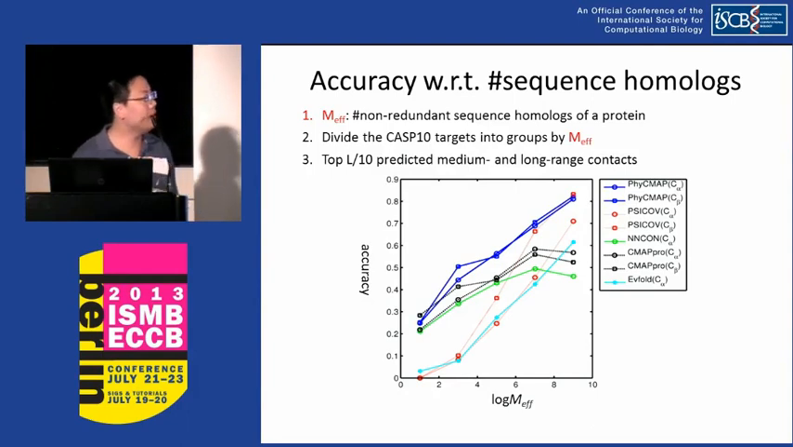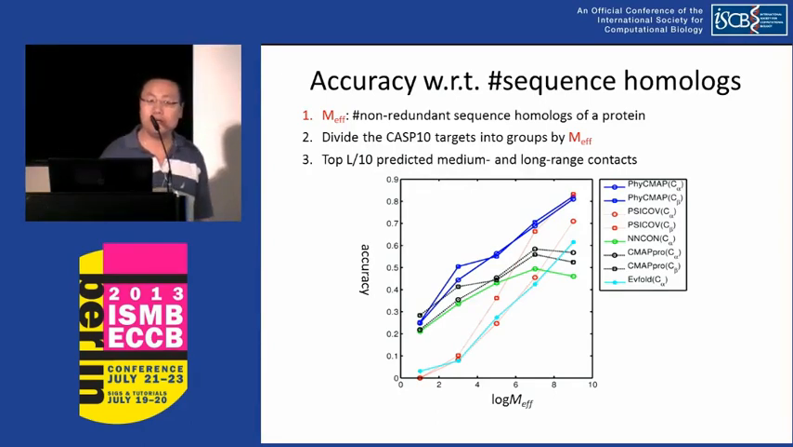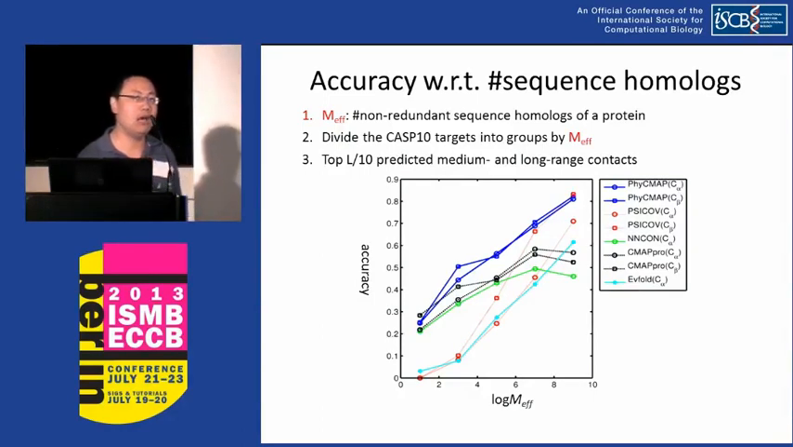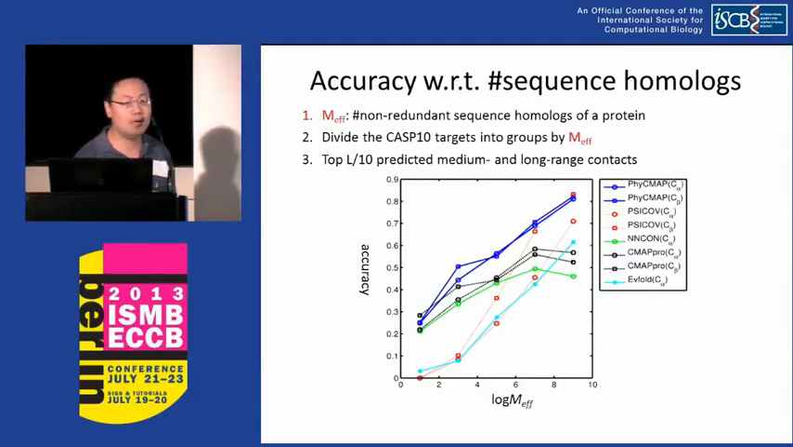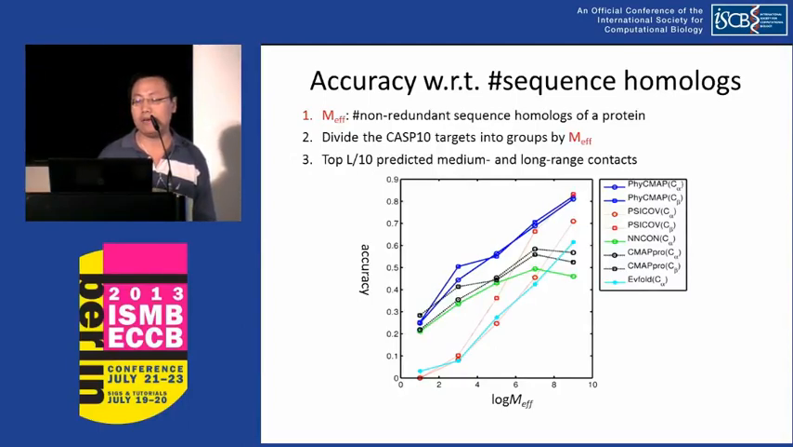Here is the first result I want to show you. This slide shows the prediction accuracy with respect to the number of sequence homologs. Given a protein under prediction, we can run something like PSI-BLAST to detect all the homologs, and we can calculate the number of non-redundant sequence homologs. Here we use MEFF to represent the number of non-redundant sequence homologs for this protein. Then we can divide all the CASP10 targets into groups by MEFF, and we consider the accuracy of the predicted contacts in each group.